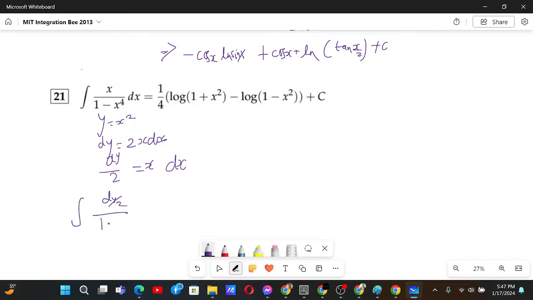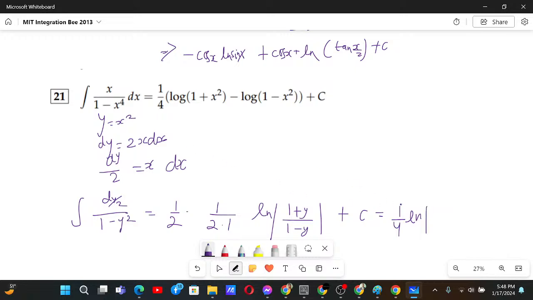And that will be 1 minus y square. So we will have 1 by 2. Now the integral of this is 1 by 2, a is 1 square, so 1 is a, ln of (a plus x) by (a minus x) plus c. So the integral is 1 by 4 ln, y is x square, so (1 plus x square) by (1 minus x square) plus c.